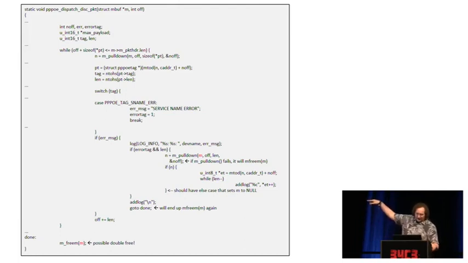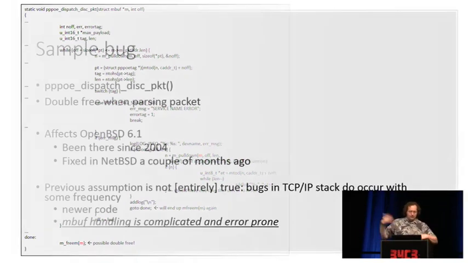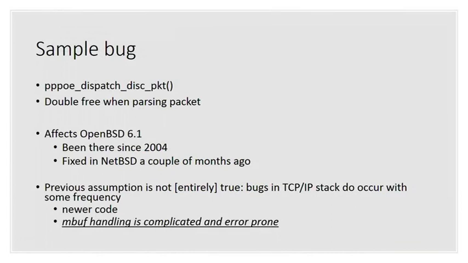And so in this case, you see this thing called mpulldown. Basically, if mpulldown fails, it will free the mbuff you passed it. In this case, you'll see, if it fails, there's error code where they go to done, and then in done, they free the mbuff, except if the thing failed, the mbuff's already freed. So even though the code's a little bit convoluted to read, it's a relatively easy bug to trigger. It affects OpenBSD 6.1, but it has been there since 2004, so it's been around for over a decade.